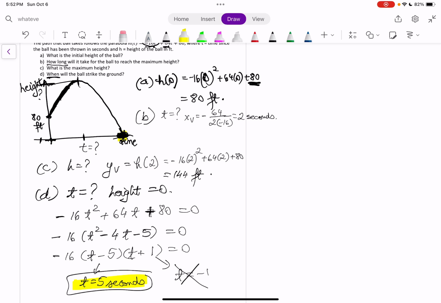The negative 1, yes, if I solve any random quadratic equation with no meaning, I'm going to get 2 answers. We do not want the negative 1 answer, okay? It makes no sense for this problem. All right, so I know this was a long section. That's because there's a lot going on.